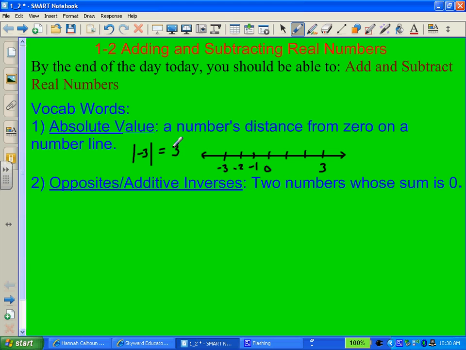Second vocab word is opposites. You also might hear me say additive inverses. And these are two numbers that when you add them together, you get 0. So, for example, -2 plus 2 is 0. So -2 and 2 would be opposites, or they'd be called additive inverses. Opposites is probably what you'll hear me say the most. So, the opposite of 2 is -2. The opposite of 4 is -4. The opposite of -5 is 5, etc.